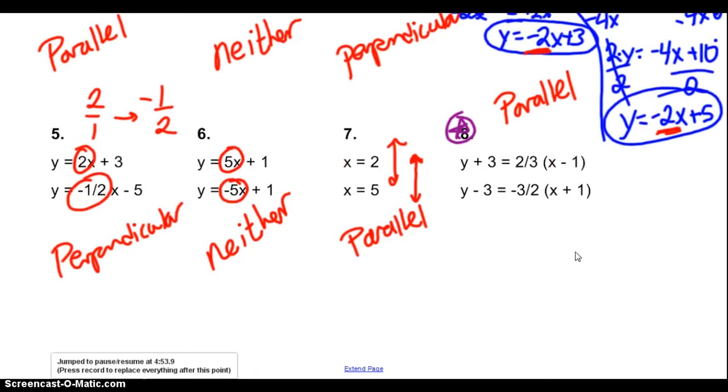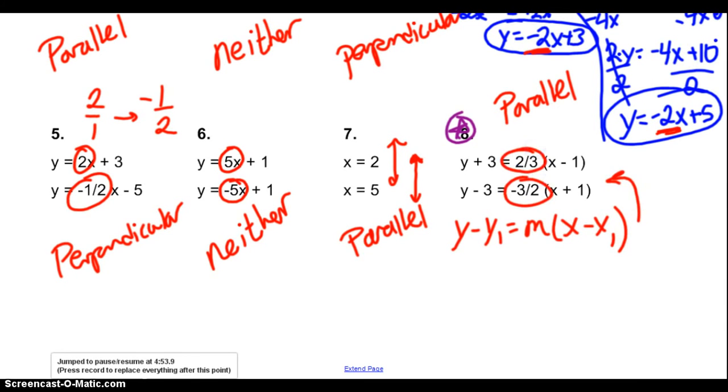Number 8 is what we call point slope form, which we'll work more with in a second. Point slope form looks like this: y minus y1 equals the slope times x minus x1. And when we look at these up here, that means the slope is this number, 2/3 and negative 3 over 2. And that is a keep, flip, change slope. So these lines are perpendicular.